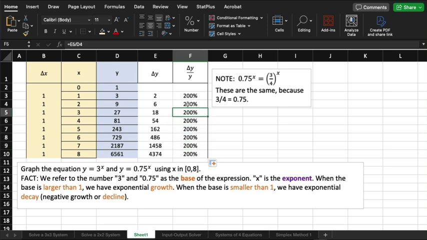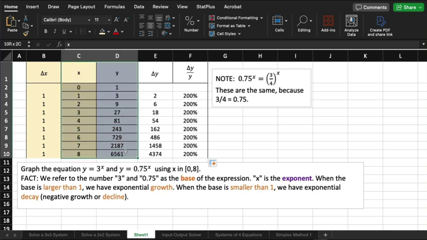Delta y divided by y, and it's delta y divided by the previous y value. So that is our growth rate. It's not 20%, it's not 2%, it's 200% growth rate. So basically the population, or the amount over here, is tripling every single time. You're getting 3 times the previous amount every time, because it's 100% plus 200%, or 300% in total.